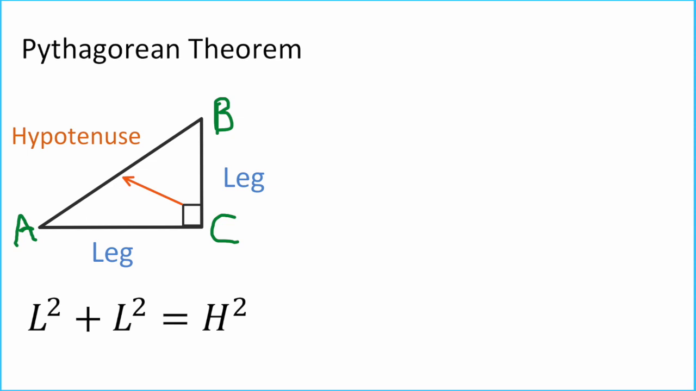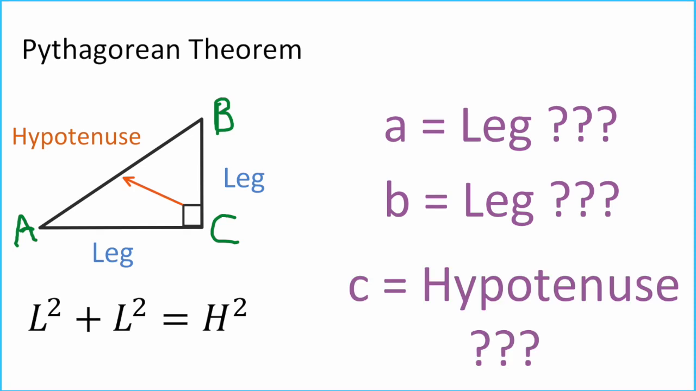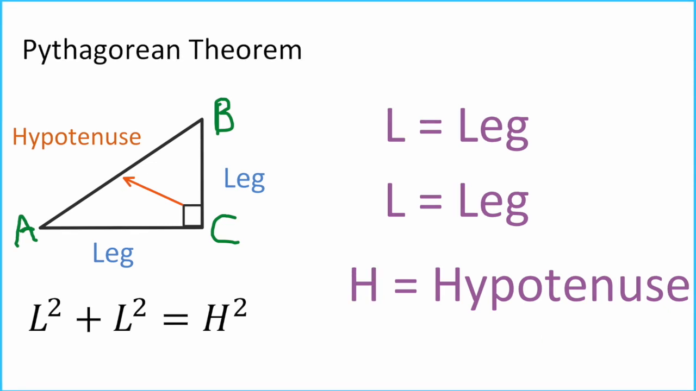Now I realize some of you may have learned this as A squared plus B squared equals C squared. I get it. That's the way I was taught. I actually taught that myself for a while, right up until I realized, that's the stupid way to do it. Why would you let A equal leg, and B equal leg, and C equal hypotenuse? Isn't it a little easier if we just let L equal leg and H equals hypotenuse? That's the way I like to do it now.